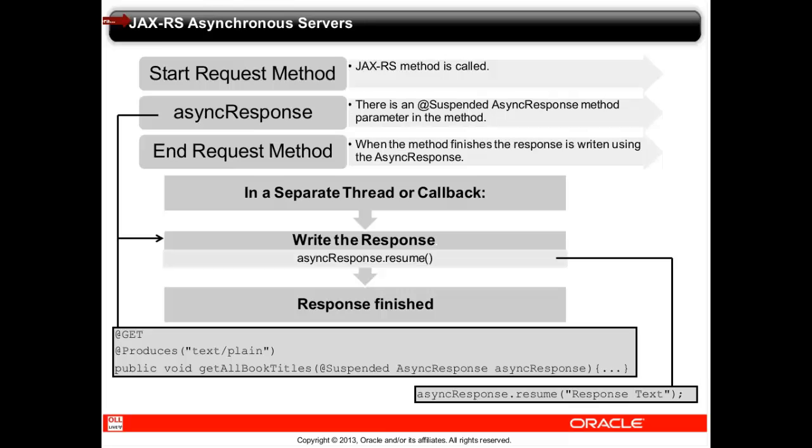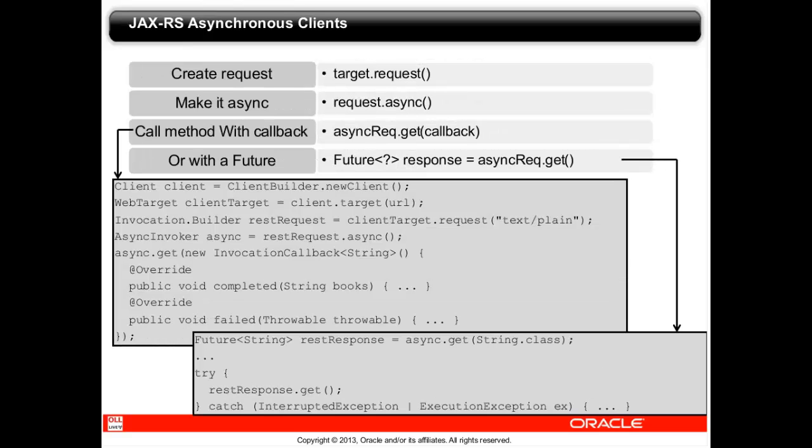I will give an overview of how you create Jax-Rs asynchronous servers. Asynchronous server support in Jax-Rs works in the following manner. You have to add an async response parameter to your Jax-Rs service methods. Then, using this in a separate thread, you can write a response using the resume method. The code snippets are examples here of how you use this asynchronicity in your Jax-Rs 2.0 servers. So you start your request method, you add the async response, then you end your method. And in a separate thread, you write a response. Here you have the code snippets for both.